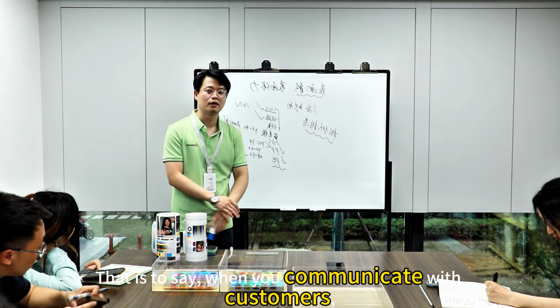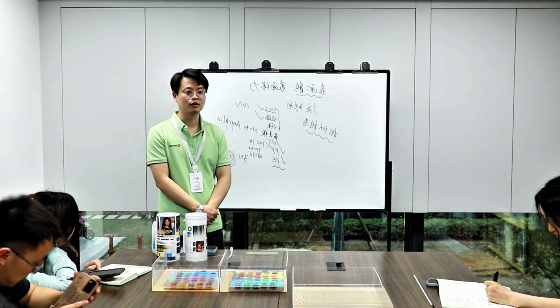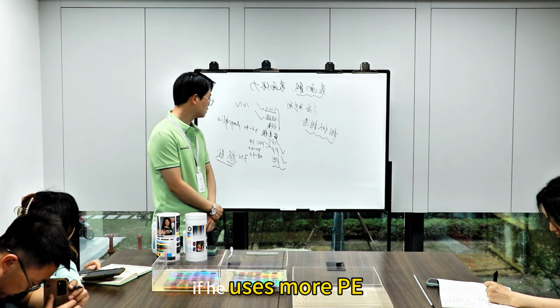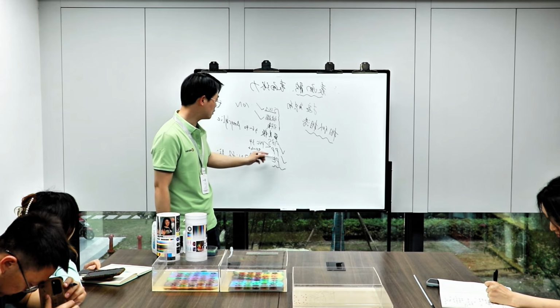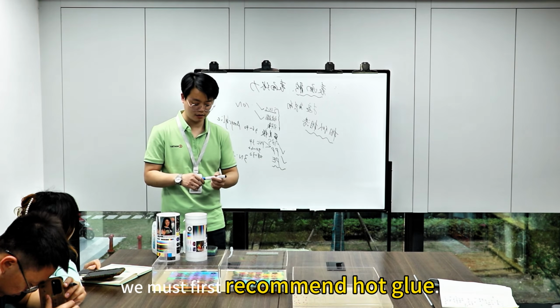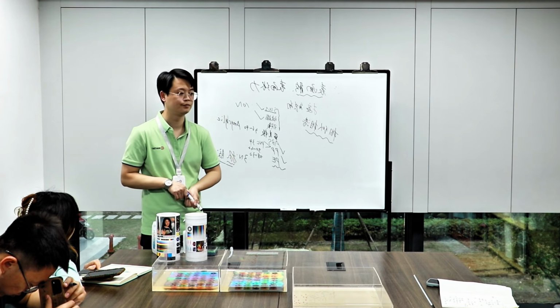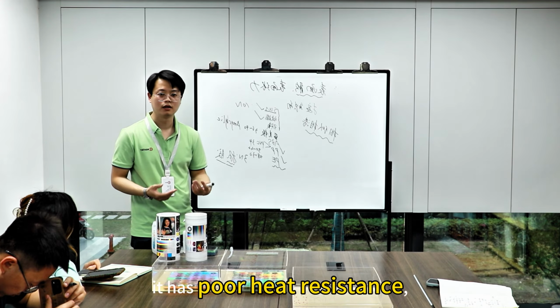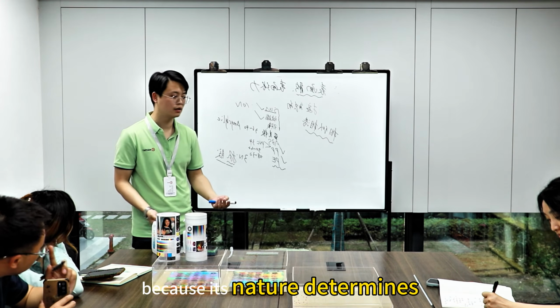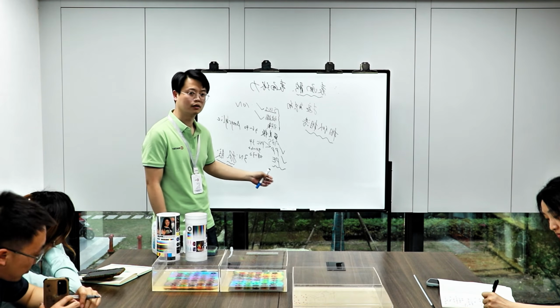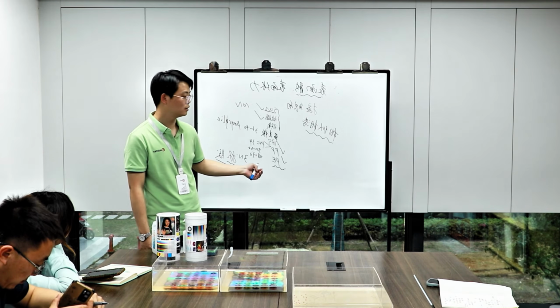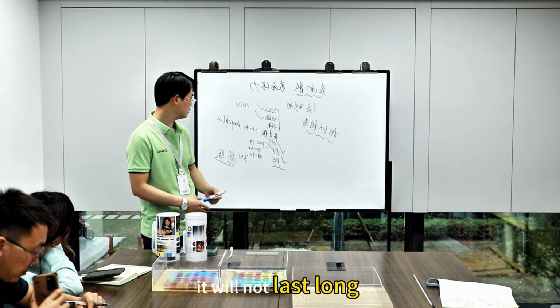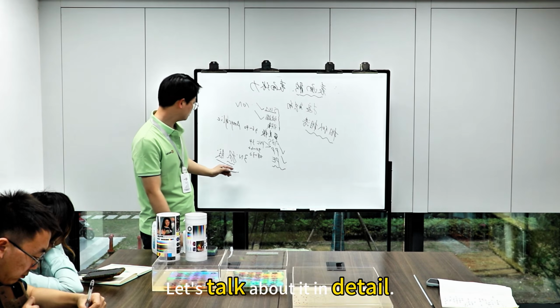That is to say, when you communicate with customers, if he uses more PE, we must first recommend hot glue. Of course, we should also take into account that hot glue has poor heat resistance, because its nature determines its performance. It will not last long. Let's talk about it in detail.